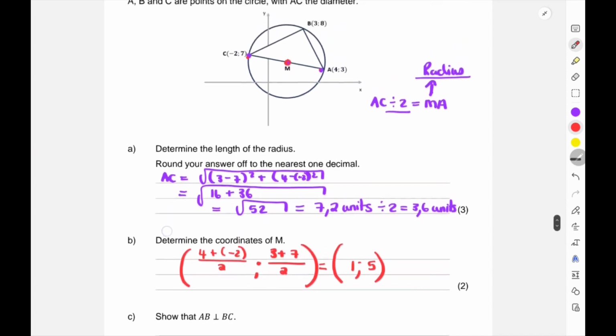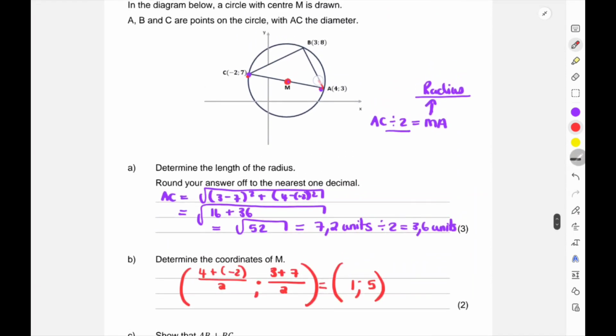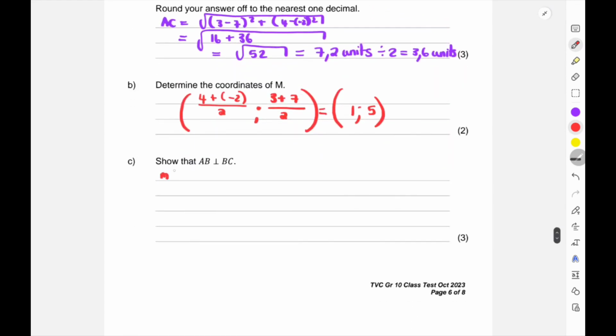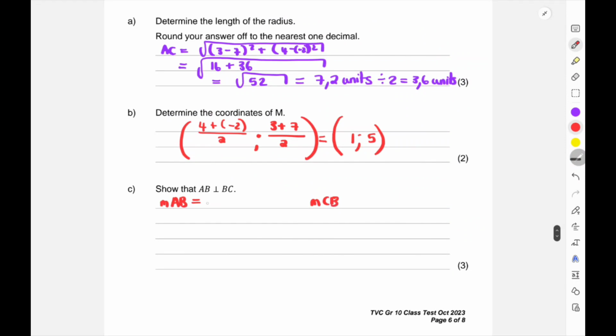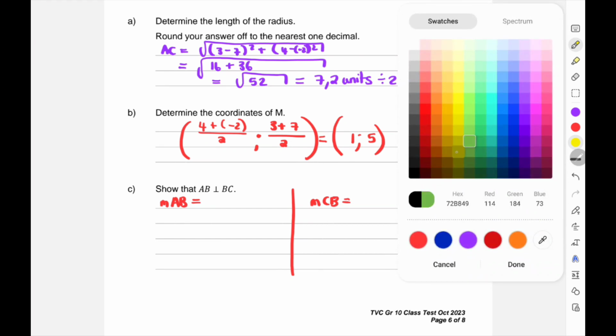And then they say, show that AB is perpendicular to BC. So what do I need to do? I need to work out the gradient of AB and the gradient of CB. Okay, and if I get the two gradients, remember perpendicular shows if you multiply the two gradients together and it gives you -1, it means that they are perpendicular. Let's get a different color.